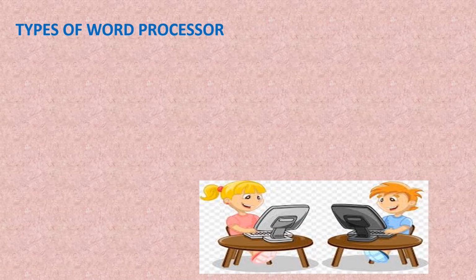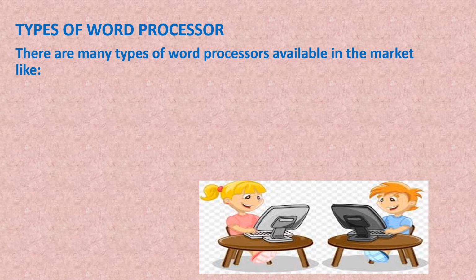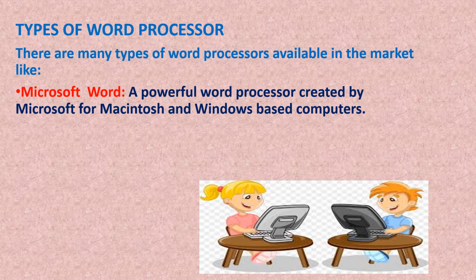Now children, let us see the different types of word processor. There are many types of word processors available in the market, like the most common and popular is Microsoft Word. It is a powerful word processor created by Microsoft for Macintosh and Windows-based computers.